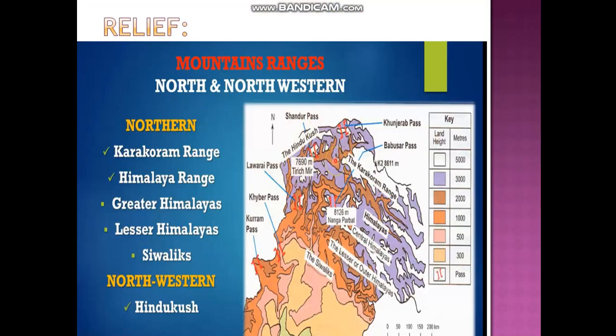Now let's come towards the first region, that is the north and northwestern mountains region. So we will study the relief of this region. You can clearly see in the north of Pakistan the two ranges: the Karakoram range, and this is the Himalayas, the central Himalayas, the Lesser and the Siwaliks. So these are the two mountain ranges in the north of Pakistan, and this is the northeast of Pakistan.